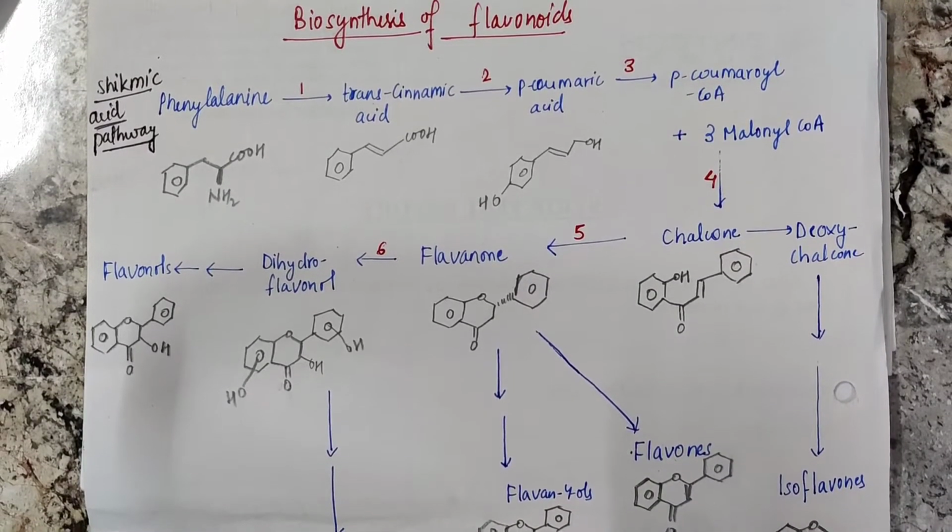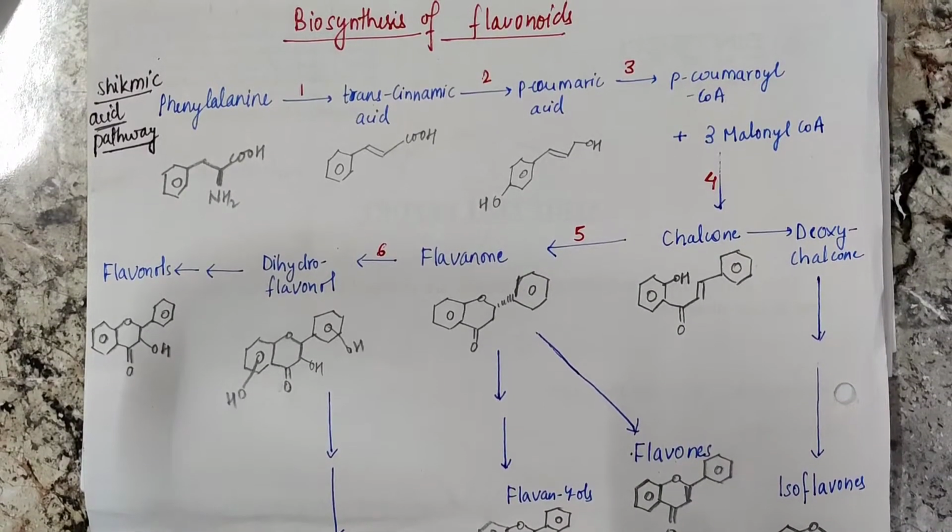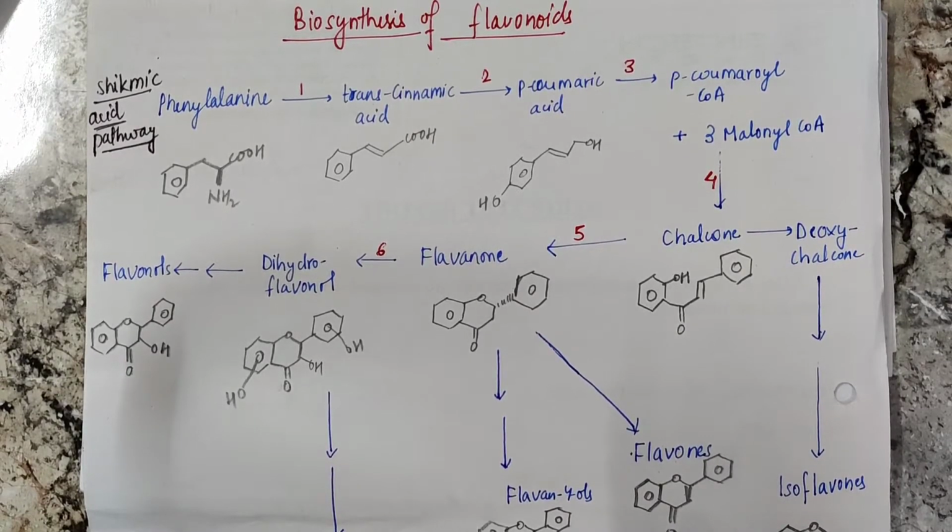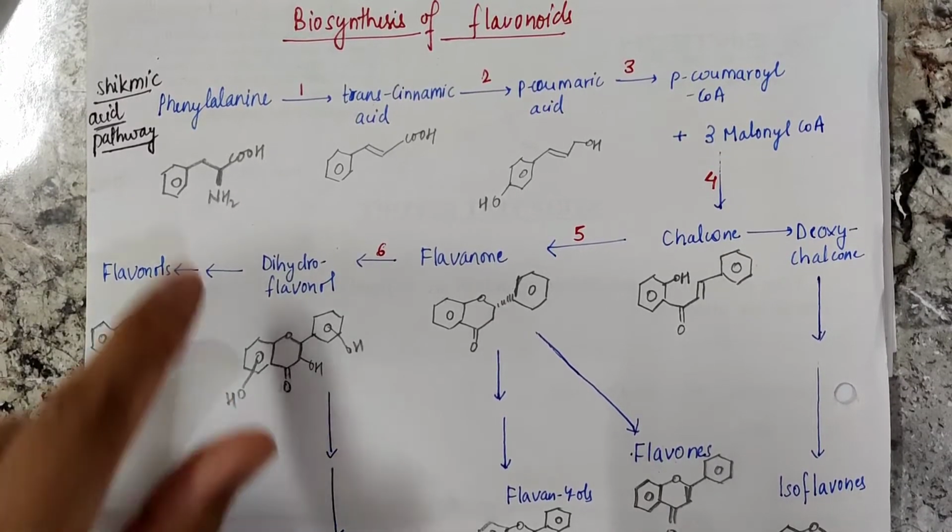Now we are going to study about biosynthesis of flavonoids. We have seen the biogenesis of lignans in the previous class, and lignin was also formed with the help of para-coumaric acid, which was obtained by the cinnamic acid pathway from phenylalanine. So similarly, the flavonoid synthesis also starts in the similar way.